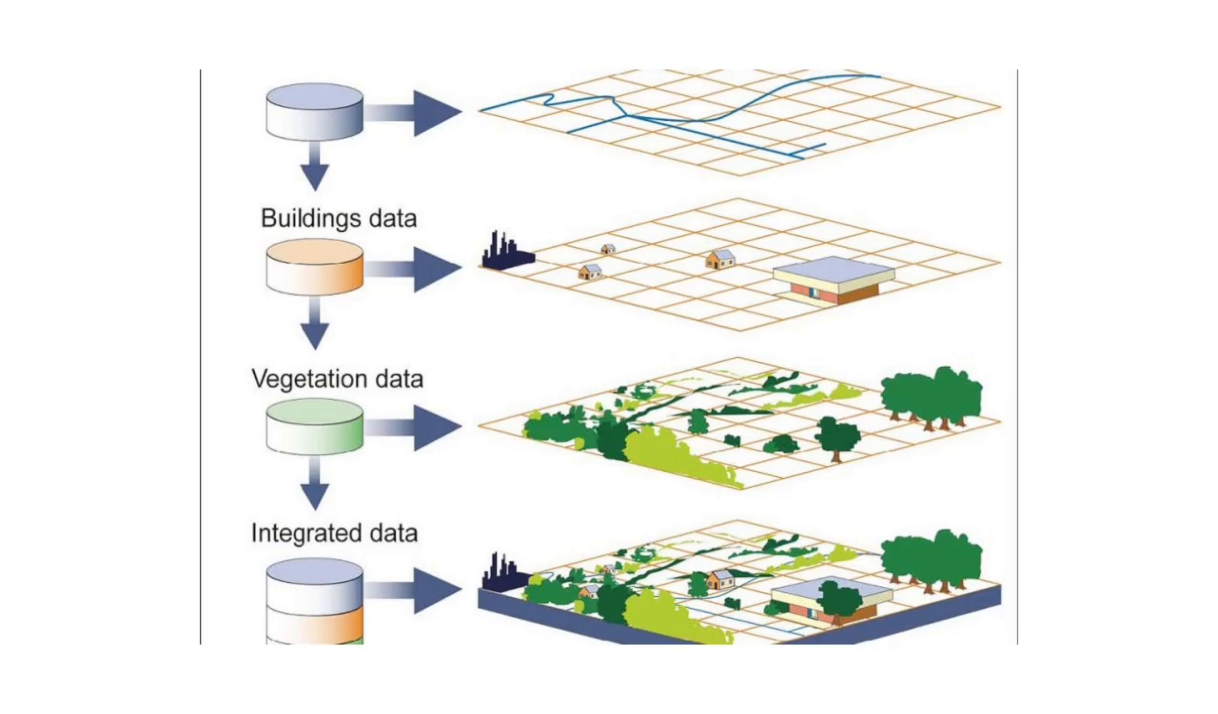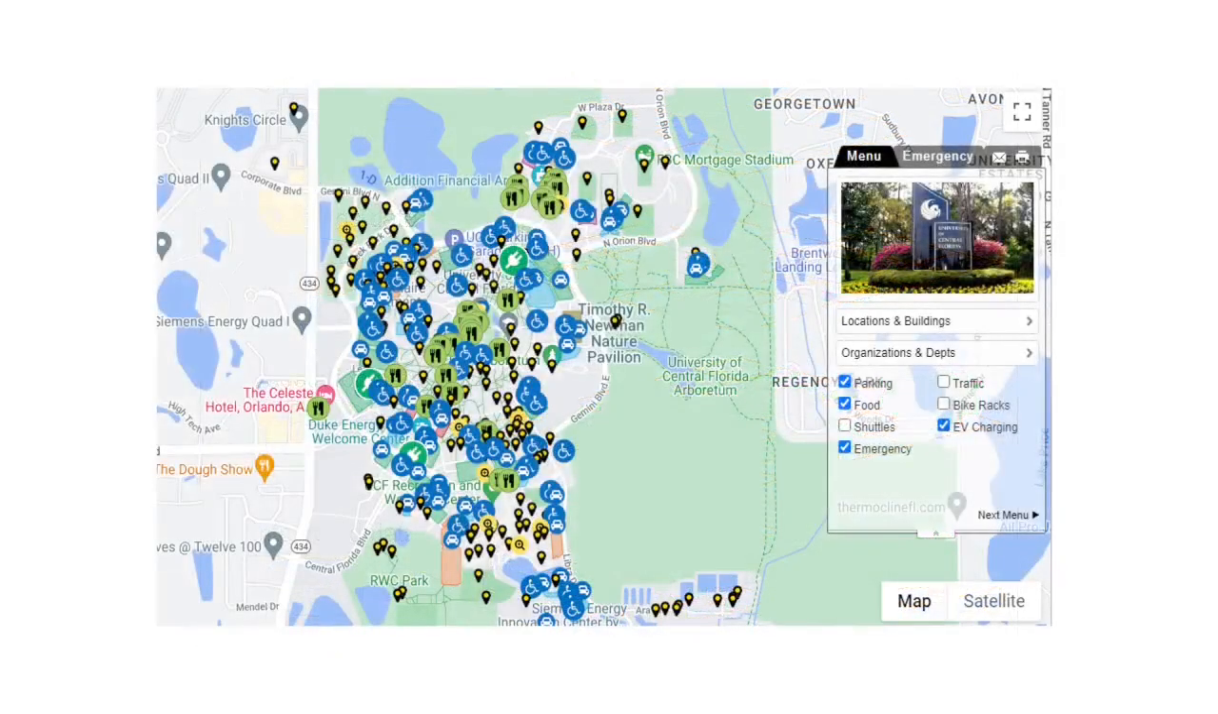So the buildings get a layer, the vegetation gets a layer, the routes, like the roadways, get a layer, and then everything comes together to build the world, the real world. This is a GIS of the University of Central Florida. So we can see here that we have the actual map, that's one layer, and then we have a layer for parking. We have a layer for food. If you wanted, we could have a layer for shuttling and traffic. We have a layer for EV charging for your Teslas.